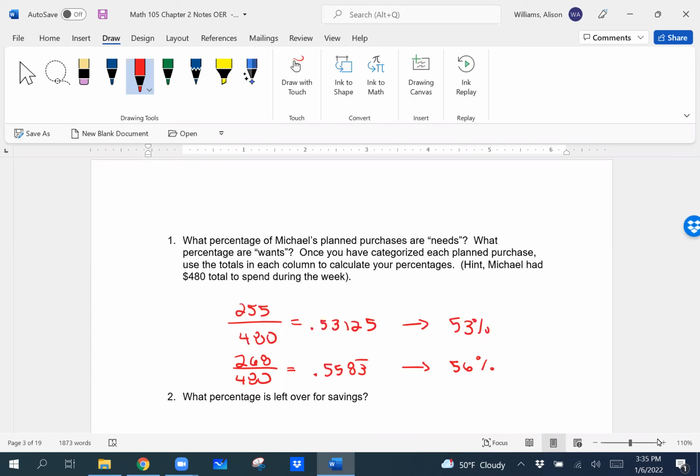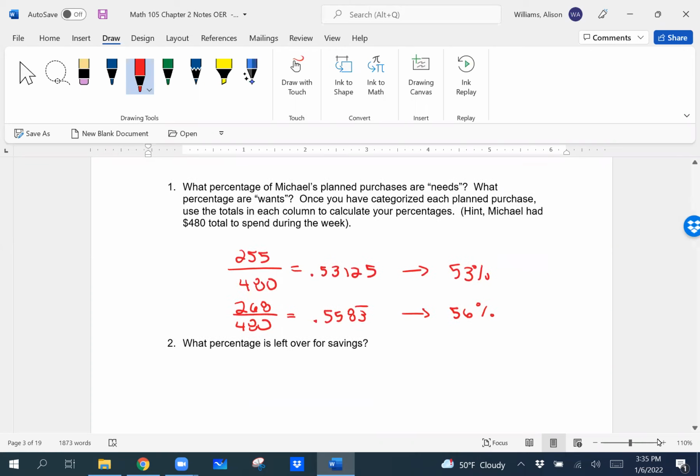All right, so what percent is left over for savings? None. Nothing is left over. Okay, because the wants are too large of a category. His wants are 55% or 56% of his income. That's too much. They're trying to do too much with his take home right now.